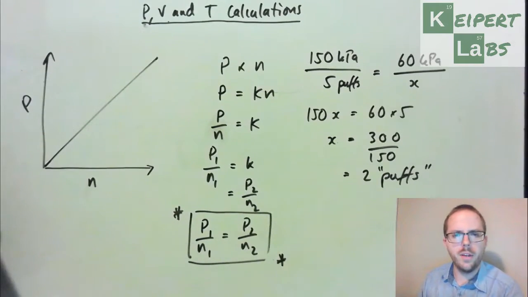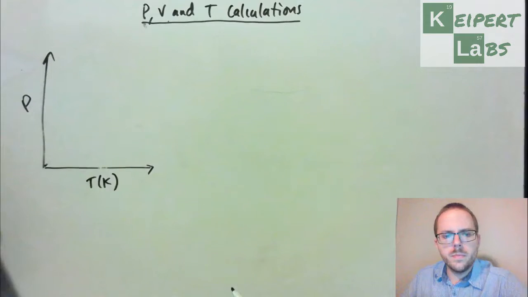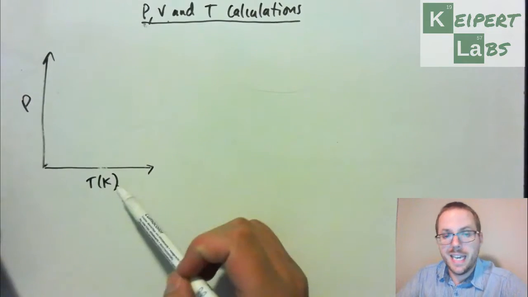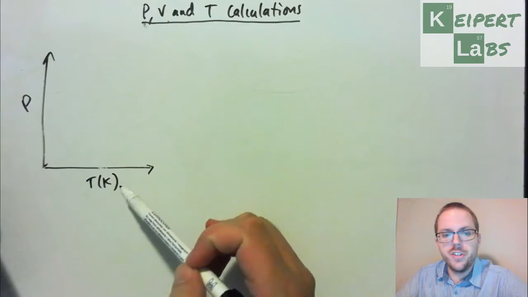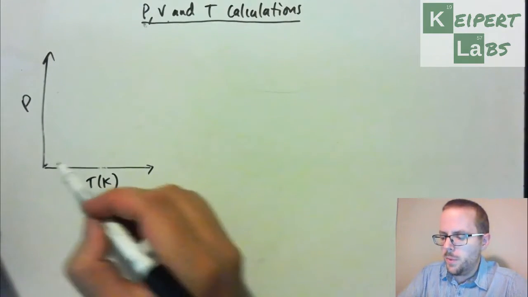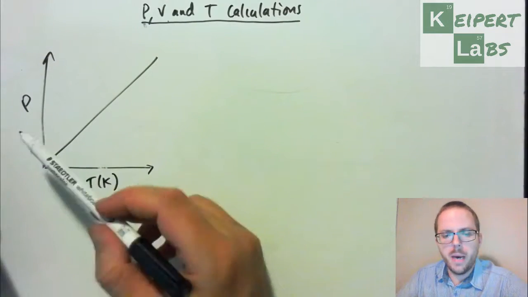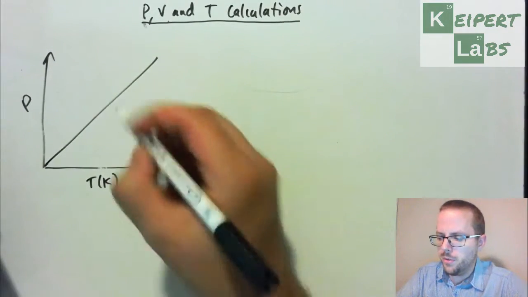Now we're going to have a look at pressure and temperature. Here we're looking at the relationship between pressure and the temperature in Kelvin. Remember, in the previous video we introduced this Kelvin scale, and what we're saying here is that, just like pressure versus number of particles, we have a proportional relationship.